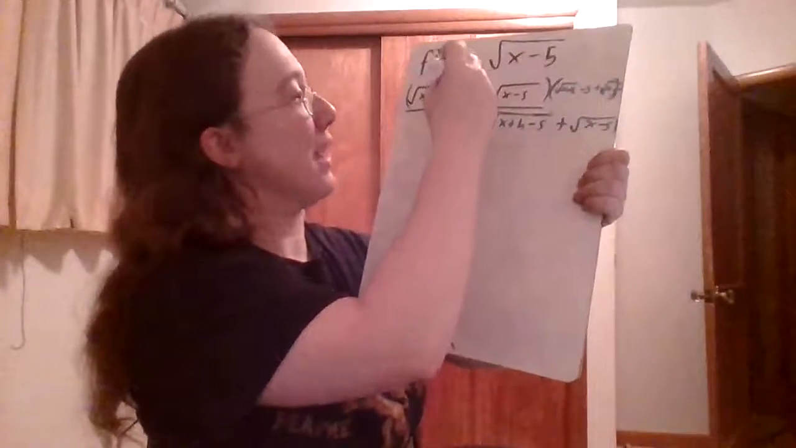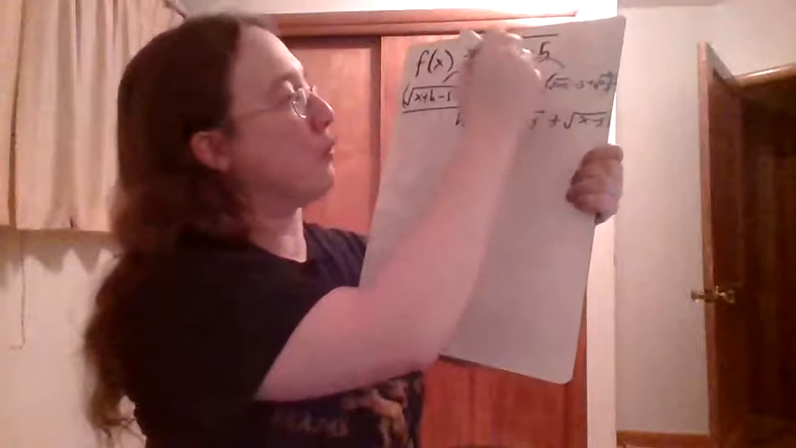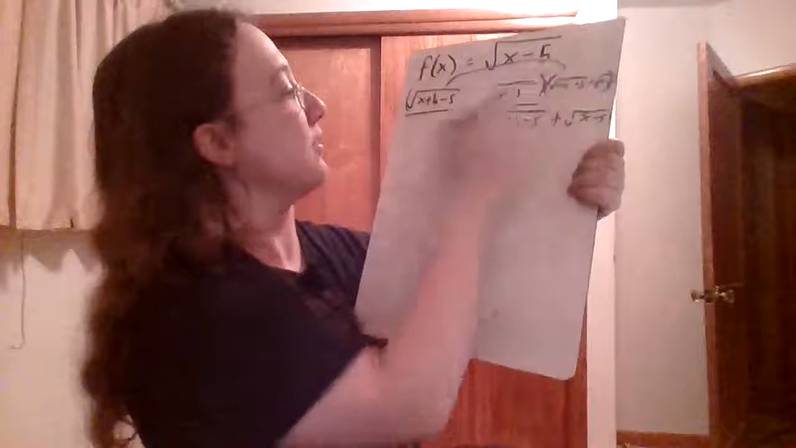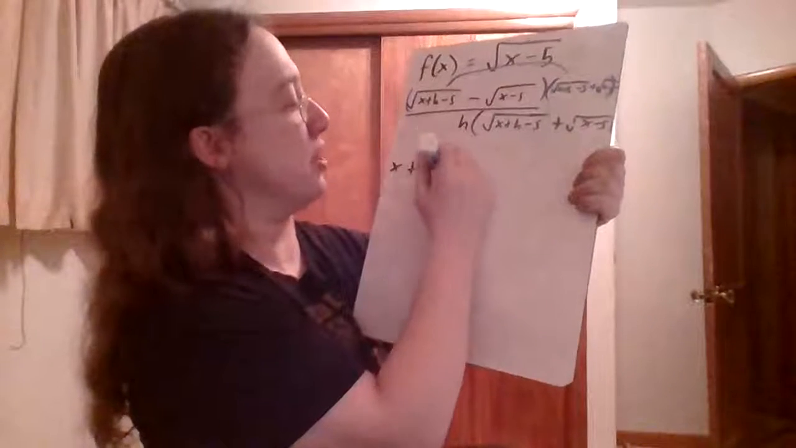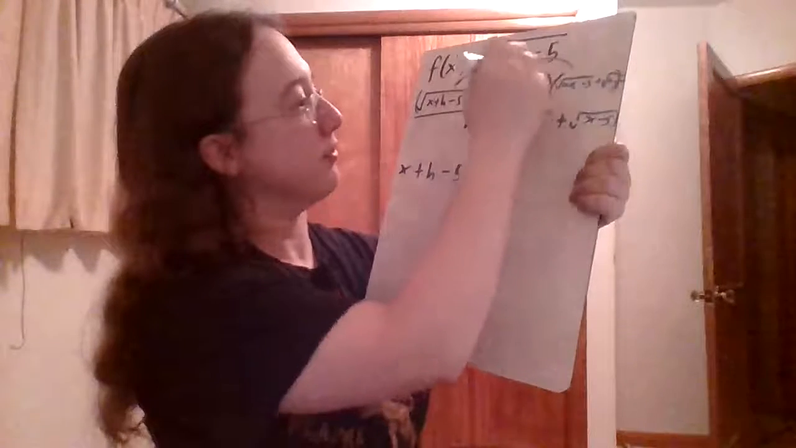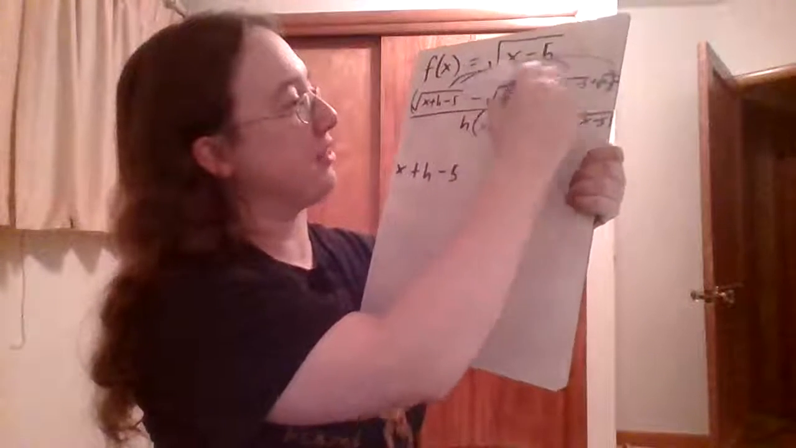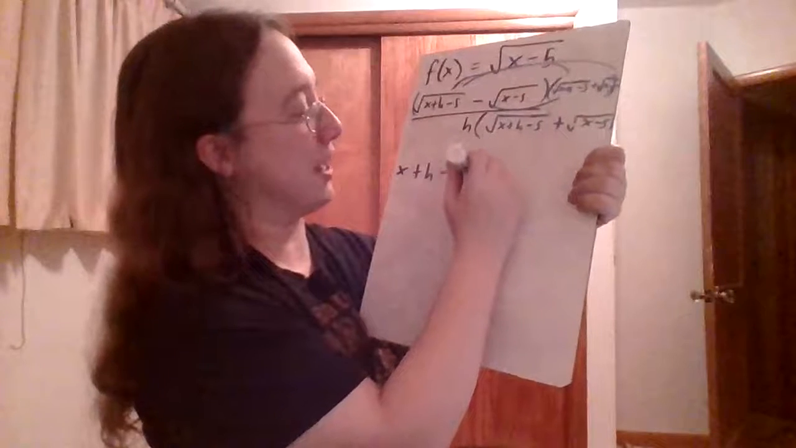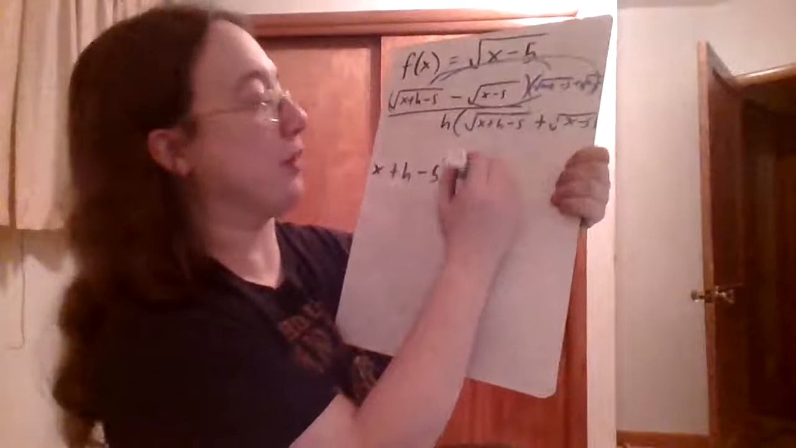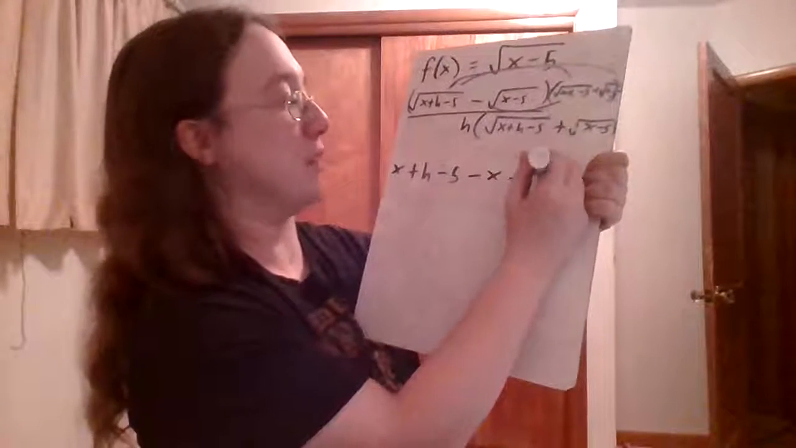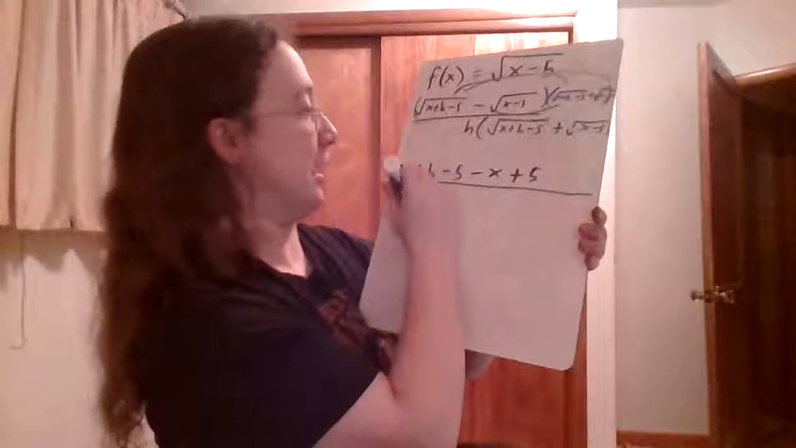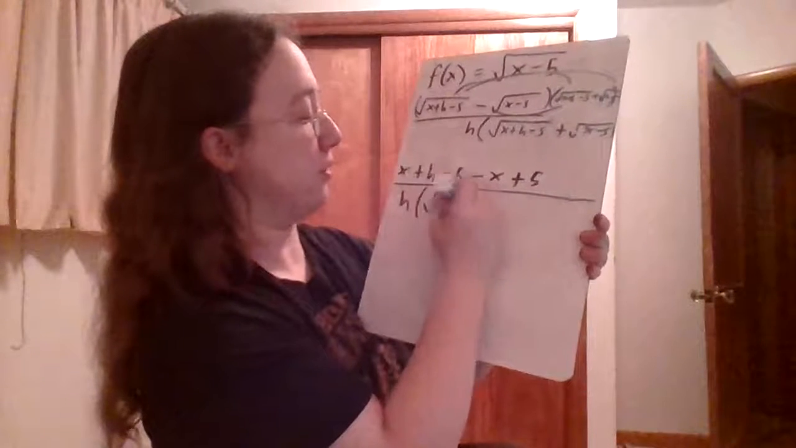Okay, the reason we're doing that is once we FOIL this out, that's going to cancel out both of those square roots. So we'll have an x plus an h minus a 5, and then this and this are going to cancel. So we've really just got a minus an x minus 5 there, and watch out for subtracting that whole thing, so that's a minus an x and a plus a 5, and that's all over h times this stuff.